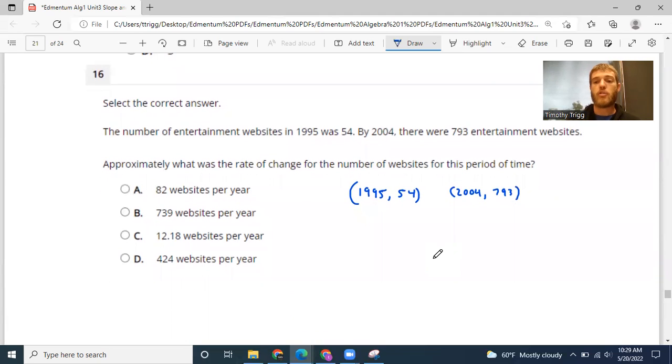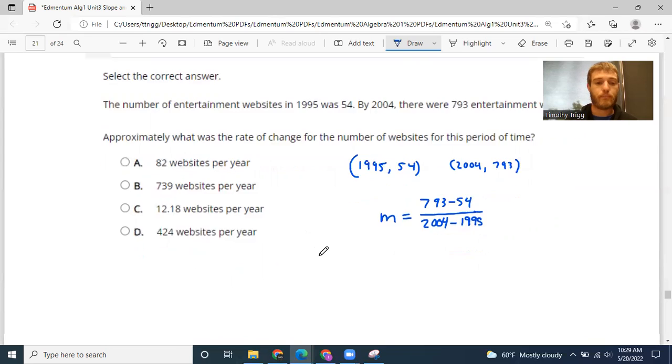Okay, find the slope. And so how do we find the slope? You subtract the y coordinates, that goes on top. So 793 minus 54. And then the denominator, the run, we subtract the x coordinates. Okay, I think I can count on you to finish that, figure out which is the slope.